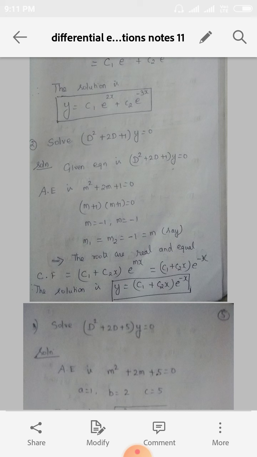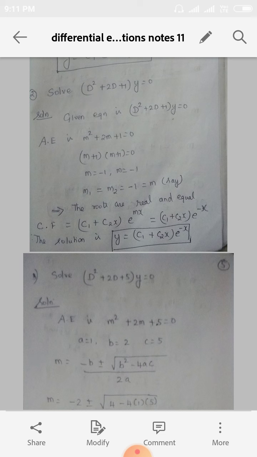Solve D square plus 2D plus 1 of y is equal to 0. First write the given equation in the form of D square plus 2D plus 1 of y is equal to 0. Write the auxiliary equation: m square plus 2m plus 1 is equal to 0. After solving the equation, we get the two roots, that is m plus 1 into m plus 1 is equal to 0, that is m is equal to minus 1, m is equal to minus 1.